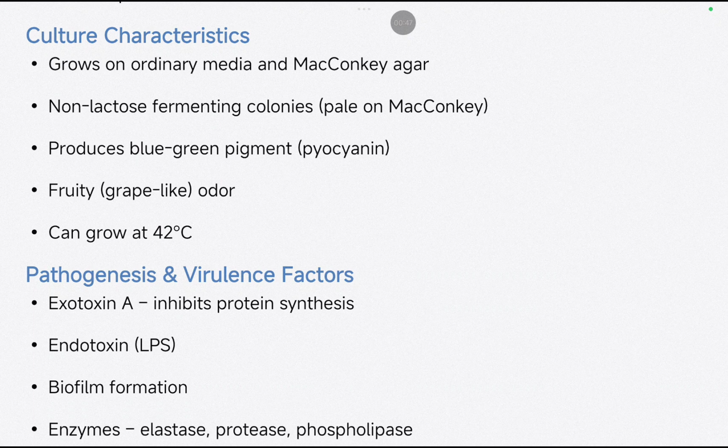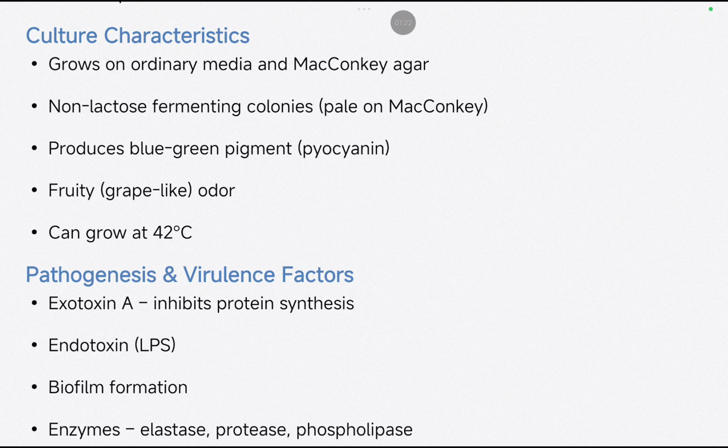So what is MacConkey agar? I will tell you. First, learn the mnemonic MCSD. MacConkey is Selective and Differential. It does two things. First, it only allows gram-negative bacteria to grow on it. So at the first level, there would be an elimination of gram-positive. Gram-positive will not be able to grow. Only gram-negative will be able to grow.